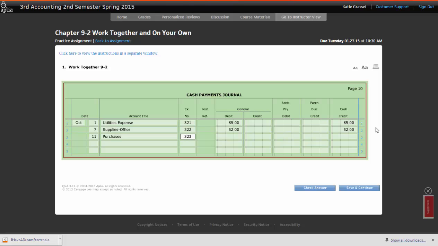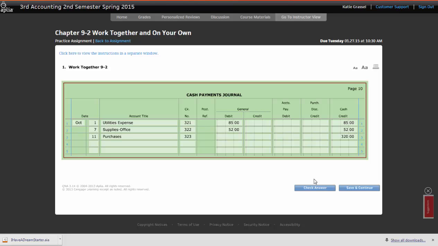It is check 323. I know that I'm paying cash out 320. I said the wrong amount. Cash has to be credited 320. Where else does it go?